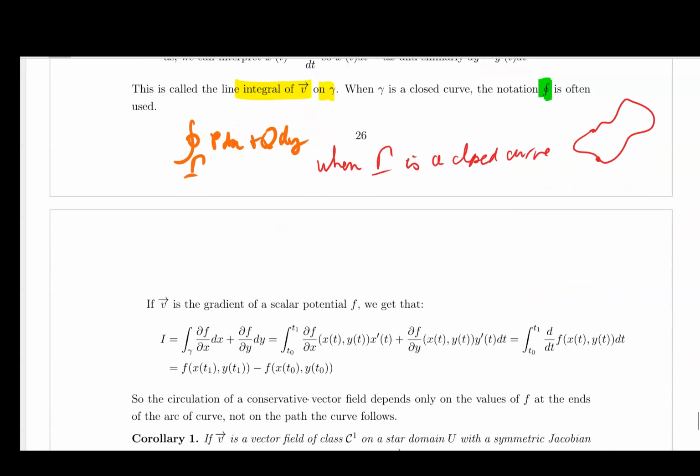Next, I hope you do remember that the first time we talked about vector fields, we talked about some specific vector fields that had some property when they were coming from a scalar potential. This is what we called a conservative vector field. This is the case that we are going to treat now, because if your vector field is conservative, it has some nice property. So let's see what it gives us.